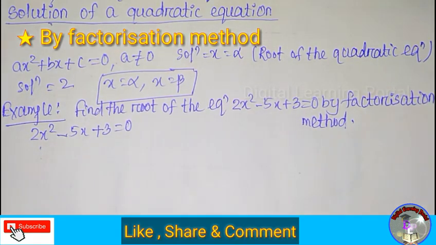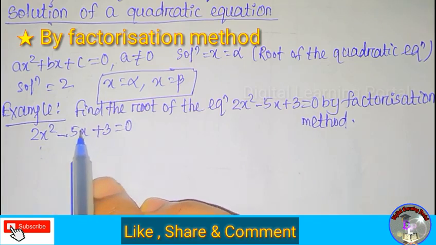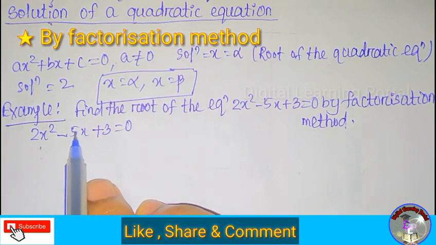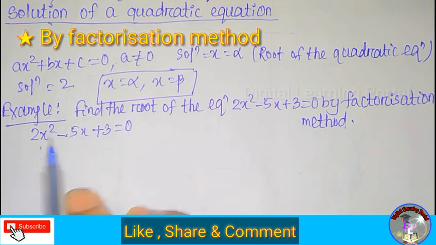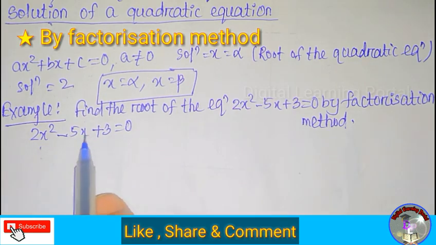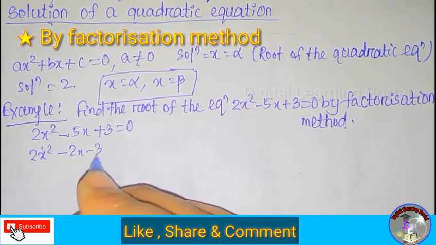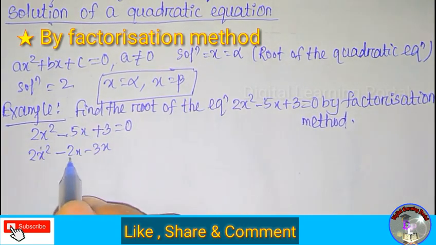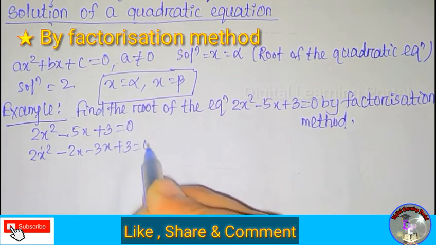Here, this middle term, that is -5x, we have to split into two terms. As we have the product 6x² and the sum will be -5x, you can write 2x² - 2x - 3x. That means -5x can be written as -2x - 3x, plus 3 is equal to 0.